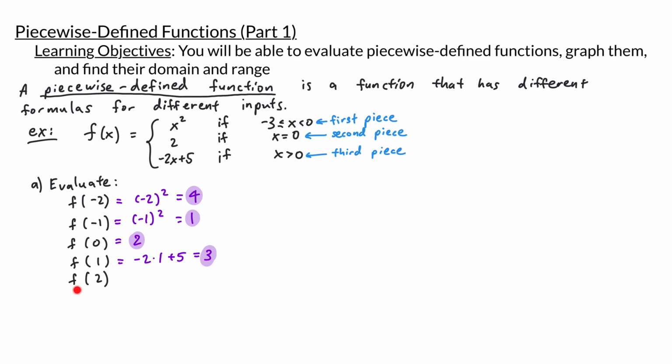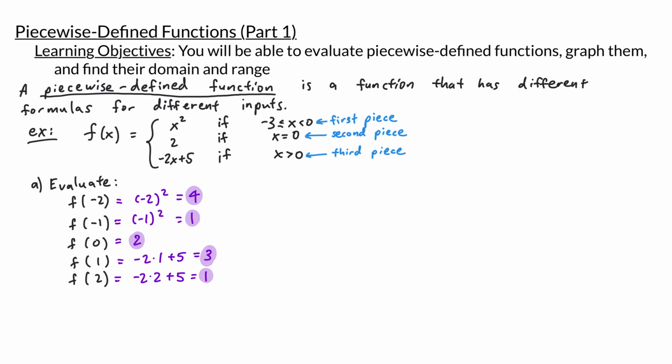Lastly, we have f of 2. So we want to find the output when the input is 2. Again, let's decide which piece it's in. Is it in the first, second, or third piece? Well, 2 is a number that's greater than 0, so it's in the third piece, which means that we would use -2x plus 5 to compute its output. So f of 2 would be -2 times 2 plus 5, which gives us +1.